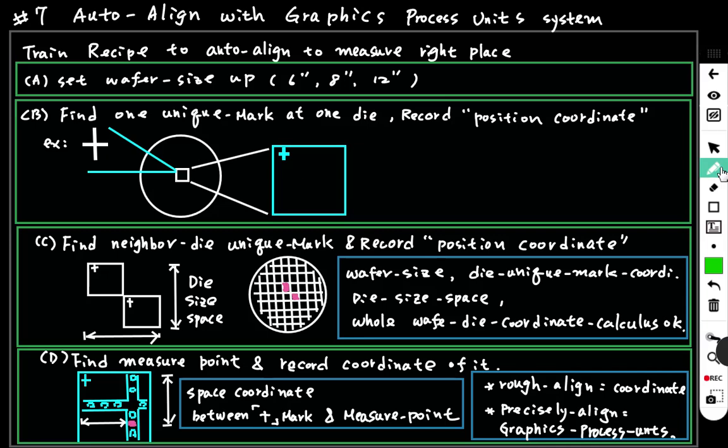Teach. Now we are going to teach the equipment. So we are going to open the chain recipe to auto align to measure the right place. We will teach the equipment to measure the right position.